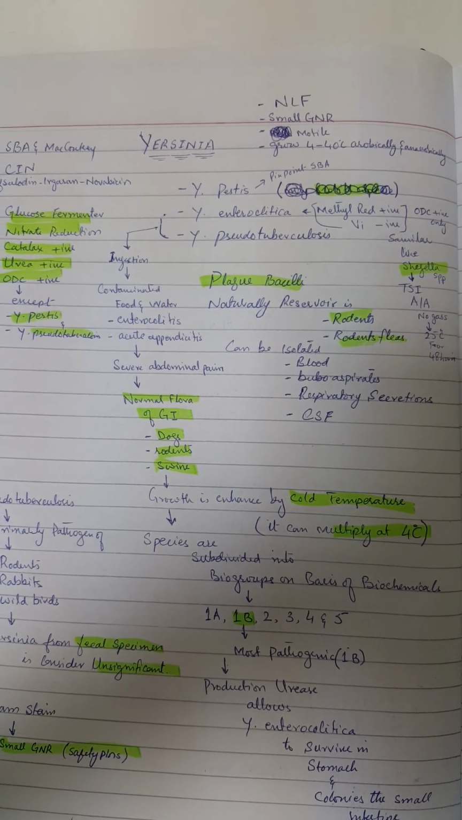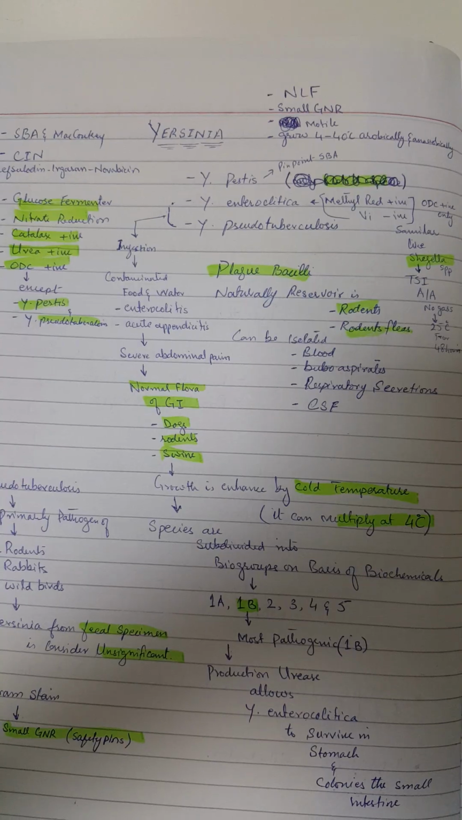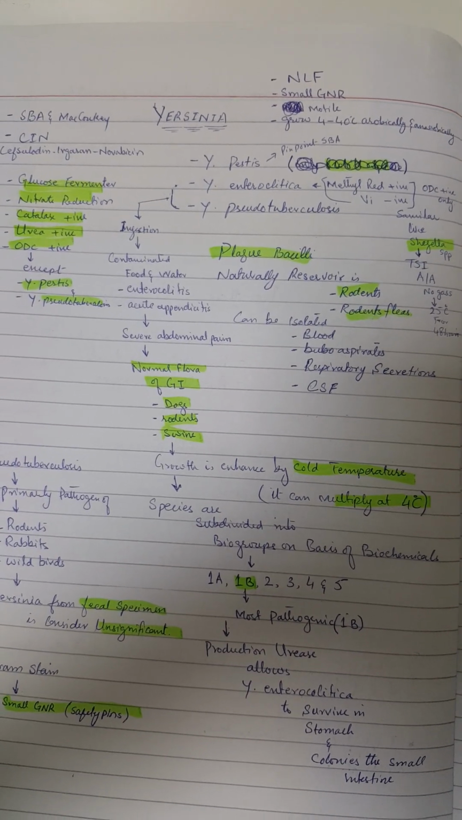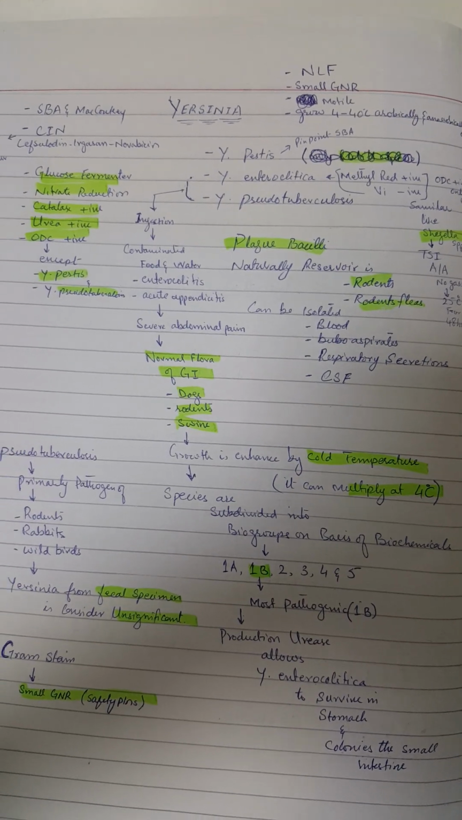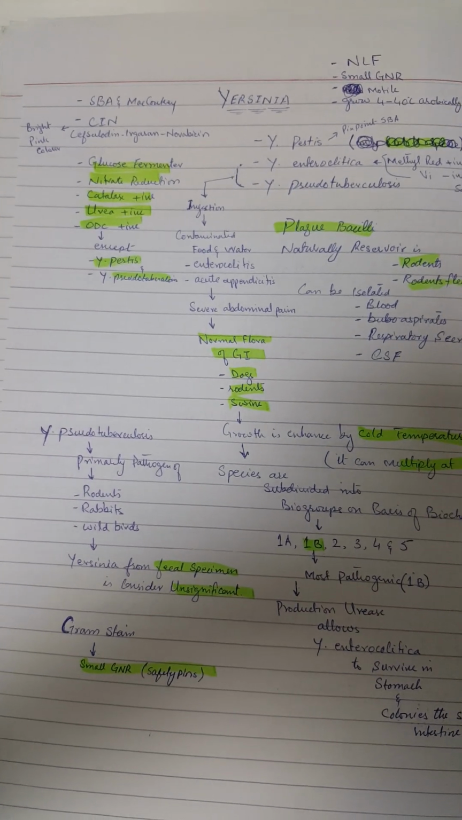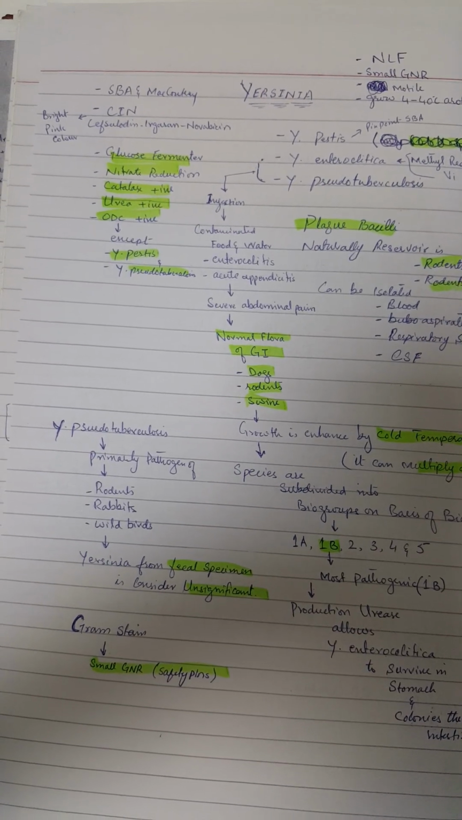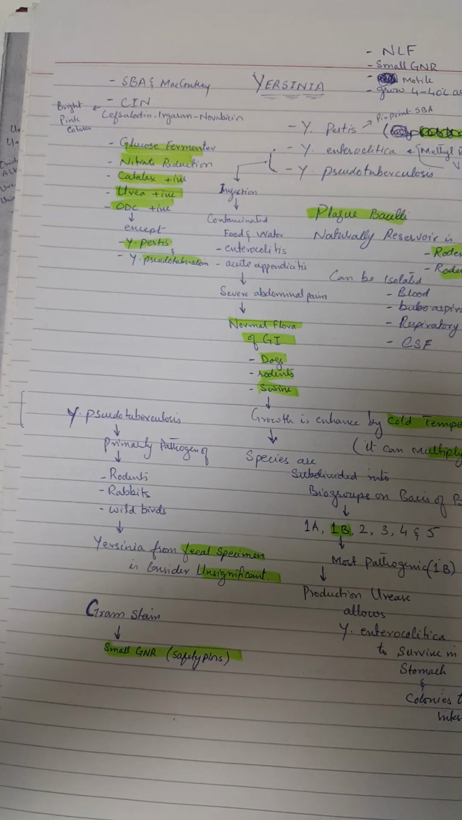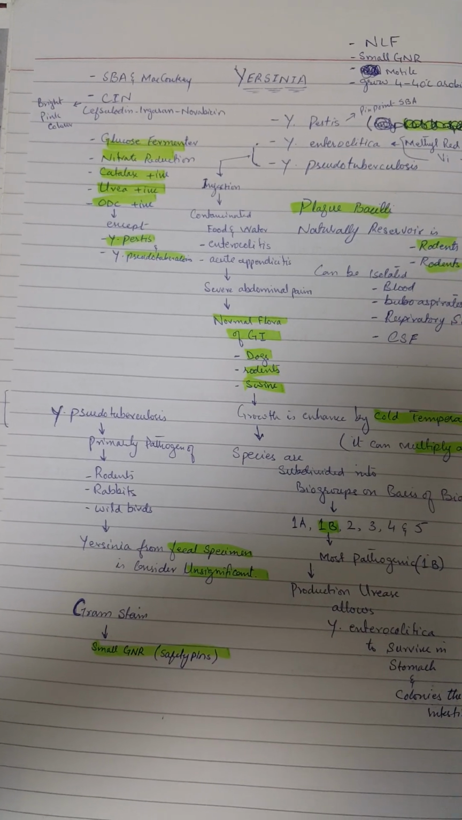Yersinia is NLF, non-lactose fermenter, a small gram-negative rod, motile, grows at 4 to 40 degrees centigrade aerobically and anaerobically. Yersinia can grow on SBA and MacConkey, but the media of choice is CIN (cefsulodin-irgasan-novobiocin) agar, and the organism produces bright pink colonies on this agar.